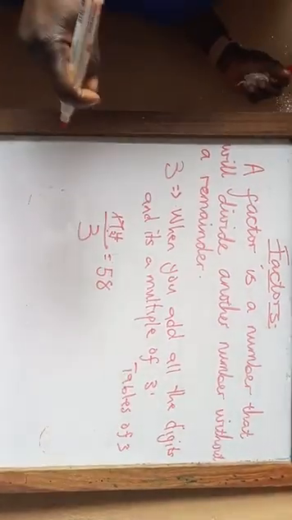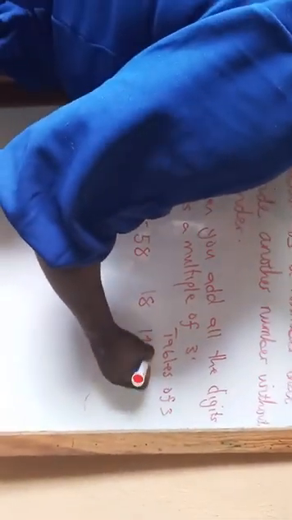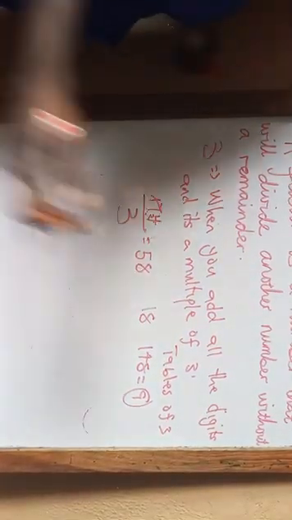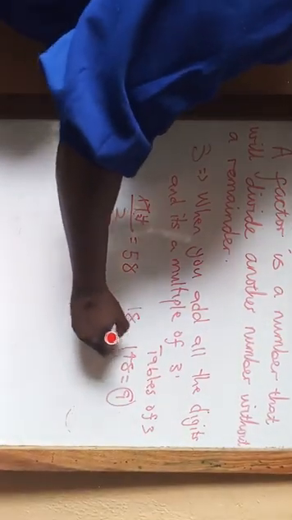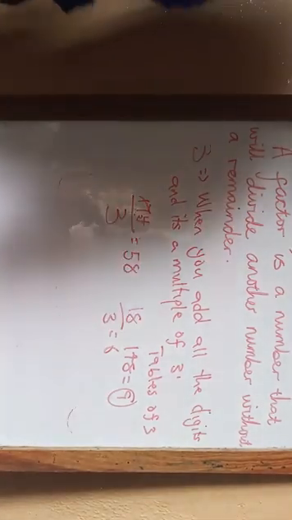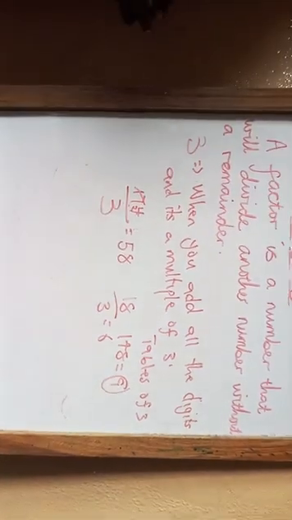Let me think of another smaller number this time. 18. 3 is a factor of 18. You know why? Because when I add 1 plus 8, it is 9. And checking the tables of 3, there is 9, because 3 times 3 is 9. So let's divide 18 by 3. It is 6. So 3 is a factor of 18. It will divide 18 without a remainder.